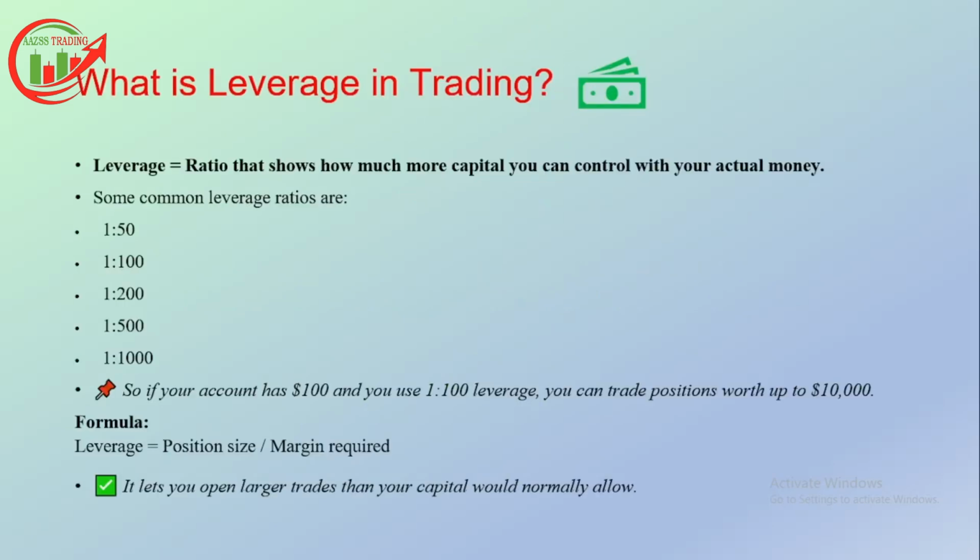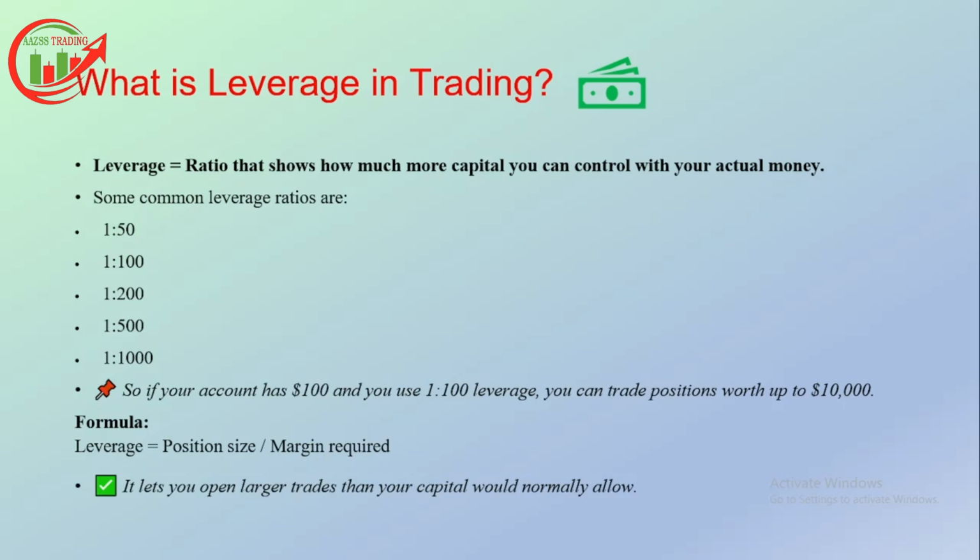Now, leverage is a ratio that shows how much more capital you can control with your actual money. Some common leverage ratios are 1 to 50, 1 to 100, 1 to 200, 1 to 500, 1 to 1,000. Remember, we've talked about the real basics, what you need to know, the pips.